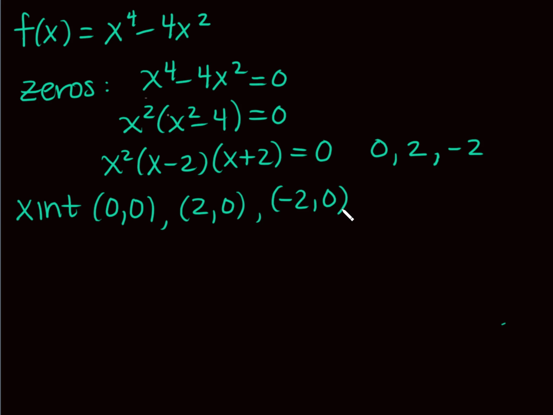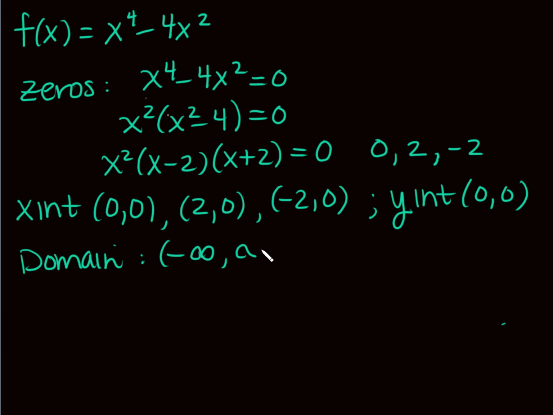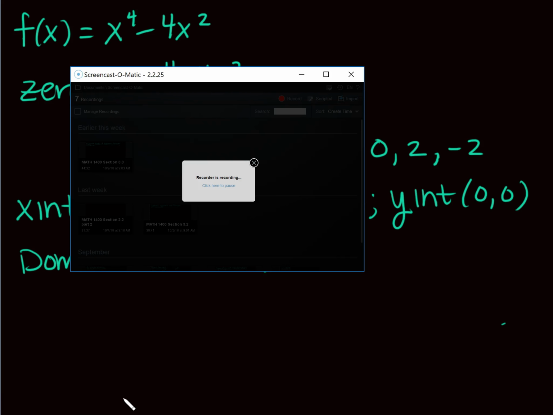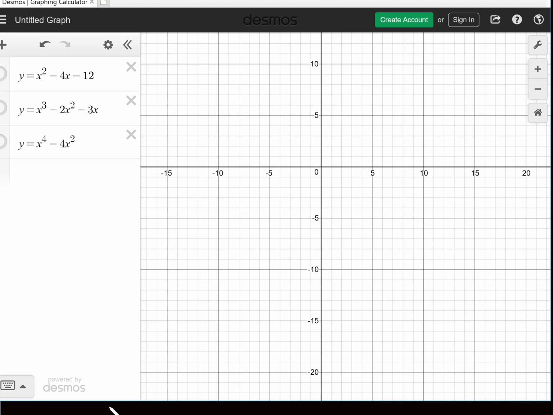So my x-intercepts then, it's going to go through the origin, 0, 0, 2, 0, and negative 2, 0. Y-intercept, if we let x be 0, clearly that's just going to be 0, so it's going to go through the origin. Domain is going to be minus infinity to infinity. And for range, I have that x to the 4th as my leading term, and when I take something to the 4th, it's always positive. So I feel like my range is probably going to be restricted somehow. I don't think it's going to be minus infinity to infinity, but let's see.